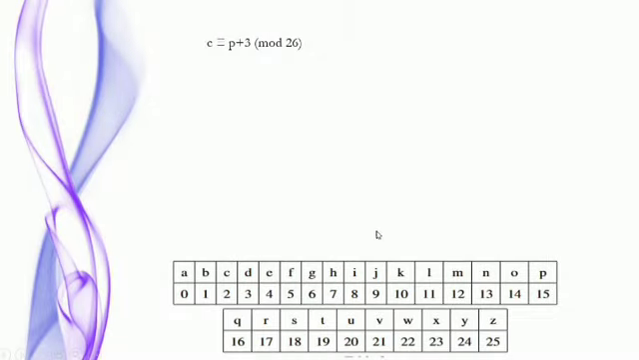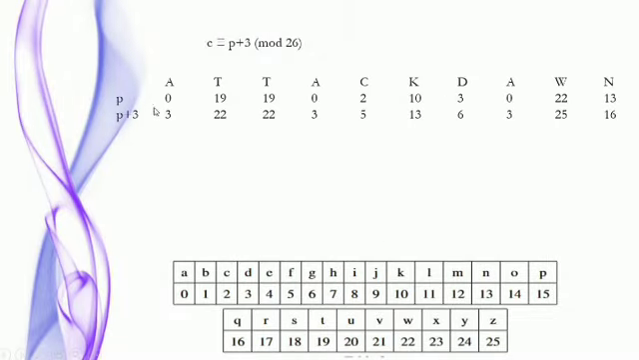Let's see in the next page. Now we have P and P plus K. I just added 3 to all the numbers of the original message. Now we are going to take modulo 26.